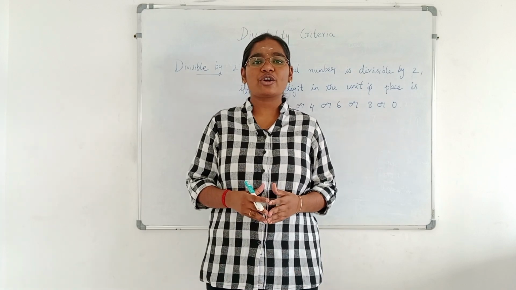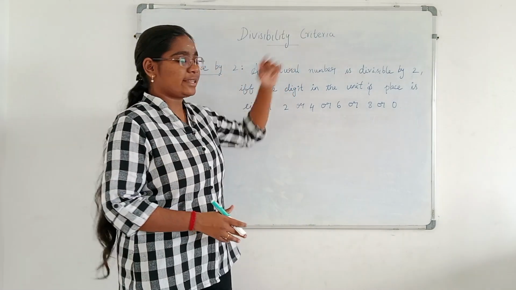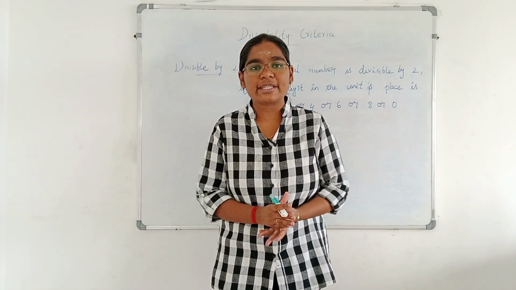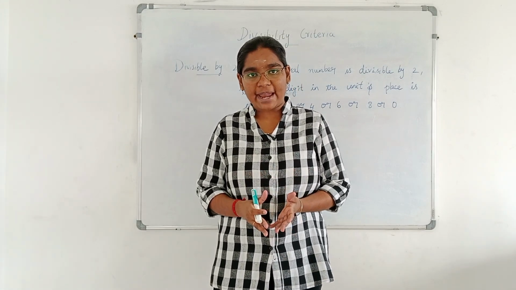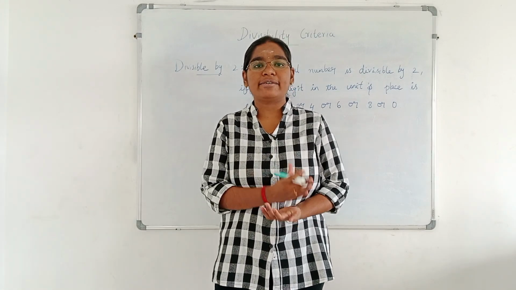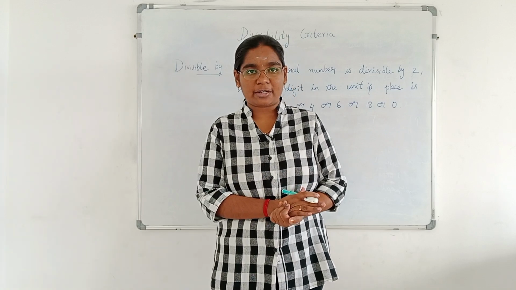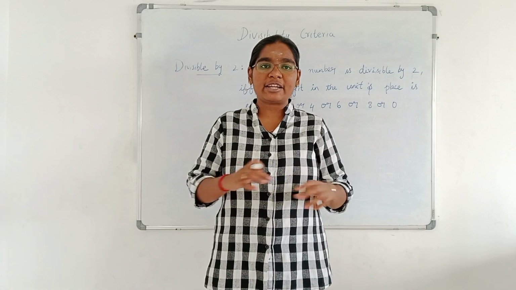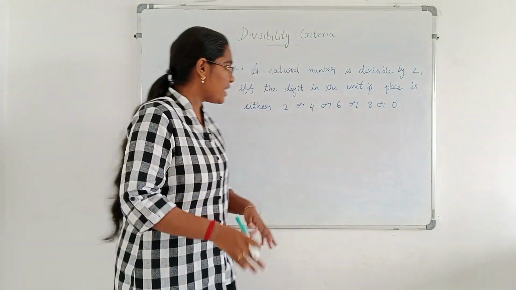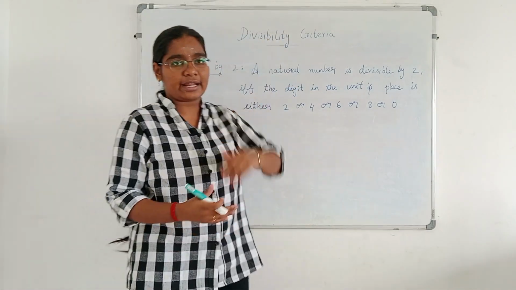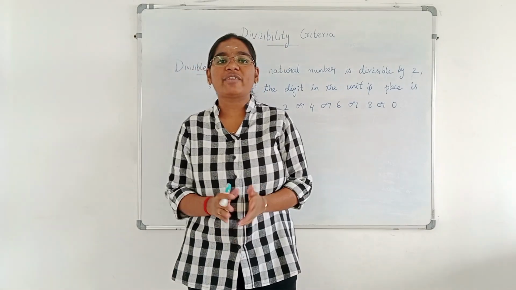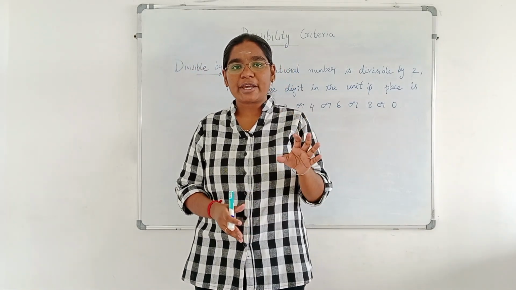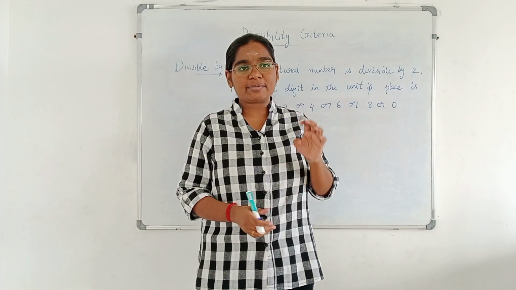In today's class, we are going to learn about divisibility criteria. Divisibility criteria is useful in finding the exact divisor of a given number. If a number is given and we have to find which number exactly divides it, then we can apply this divisibility criteria. In this video, we are going to learn about divisibility by 2, by 3 and by 6.